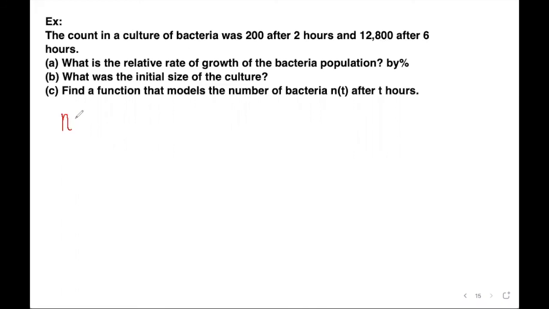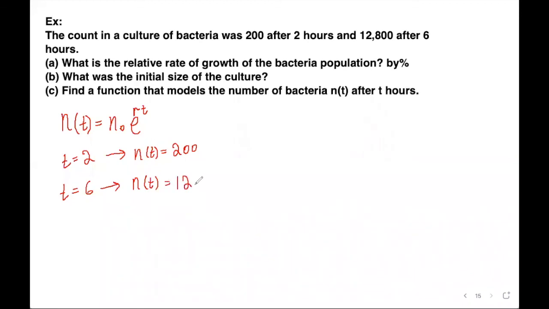So I know the equation is n of t equals n0 e to the r times t. So 200 after 2 hours: at time equal 2, n of t is equal to 200. At time equal 6, n of t is 12,800. Now the first question: what is the relative rate of growth of the bacteria by percent? So the question for the first part is what is r. They ask about r.